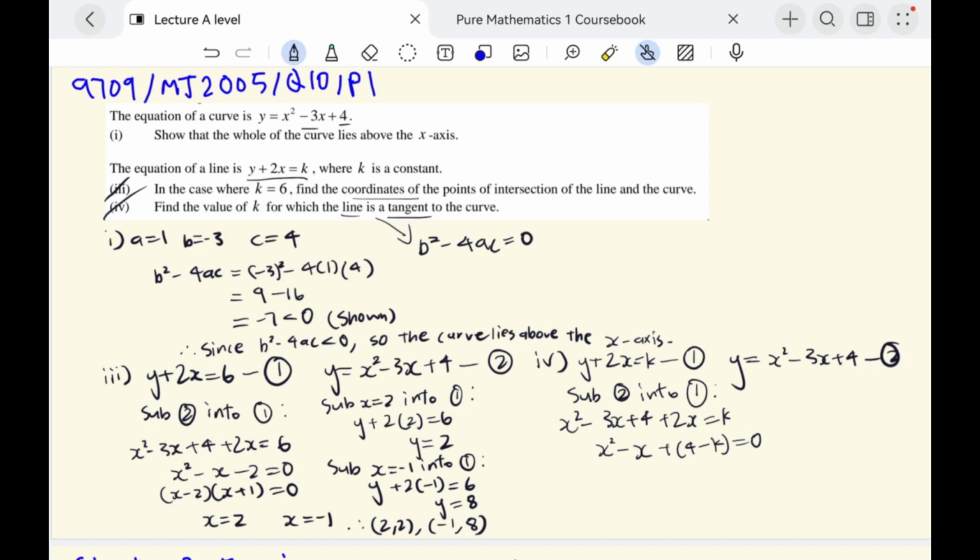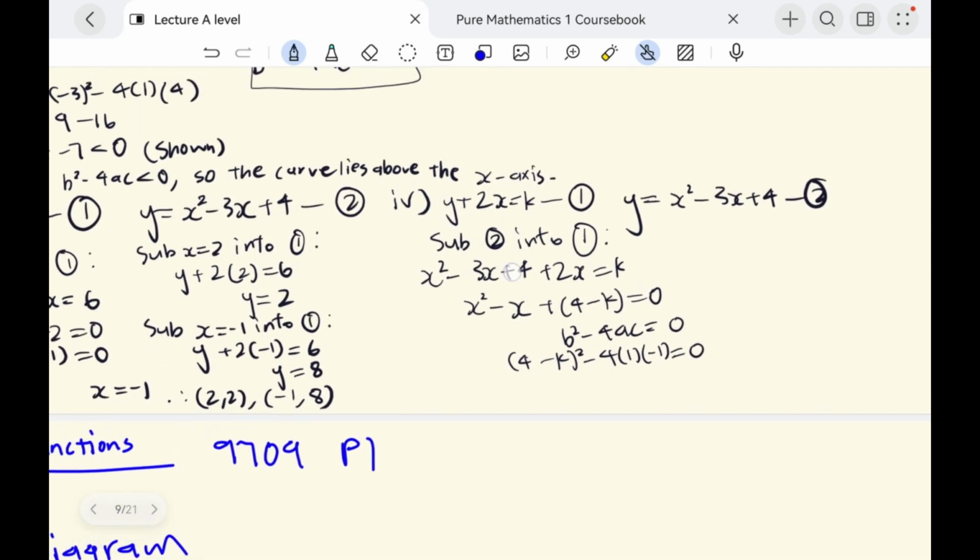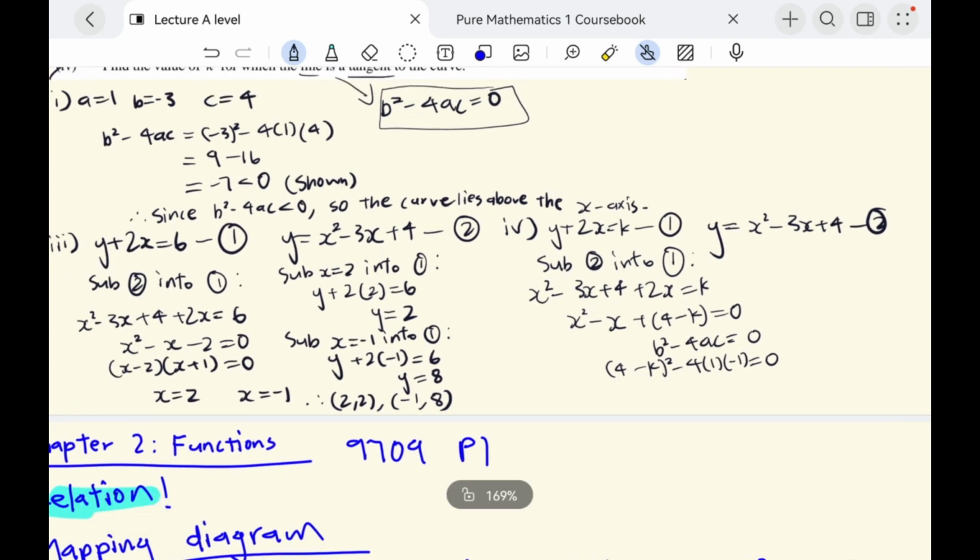Use the characteristic above, like using the discriminant to find the value of k. So b squared minus 4ac equals to 0. Here you have 4 minus k, and a and c, a 1 and c negative 1. Oh, sorry. I mean your b is negative 1, your a is 1, and your c is 4 minus k.